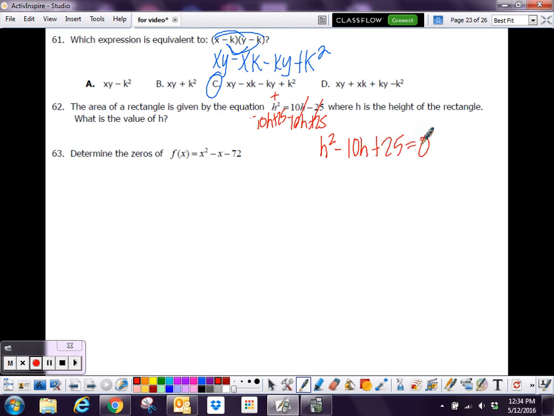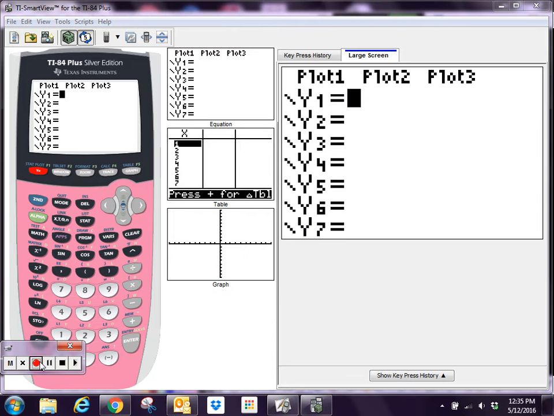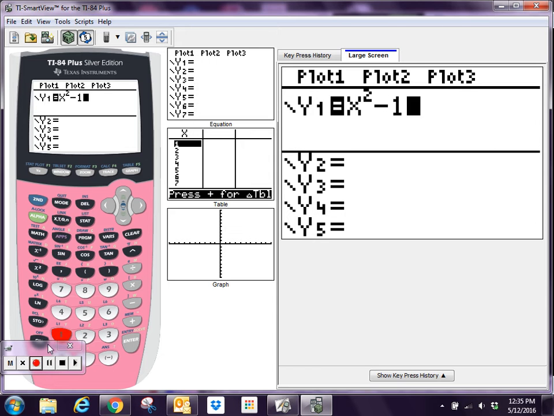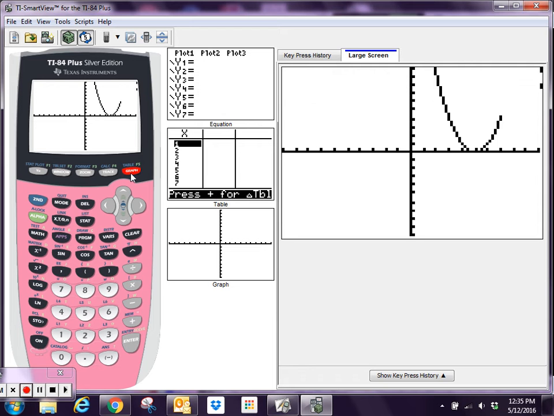Now, if you wanted to factor this, you could, but if it were me, I'd want to just get my answer from the calculator. So I'm going to go to my y equals, and I'm going to type in this equation. So I've got x squared minus 10x plus 25. I'm going to graph it. And you're going to notice something special here. You're going to notice that there's just one solution. It's only touching the x-axis once. Okay, so we only have one solution that we need to find here, which is really nice.